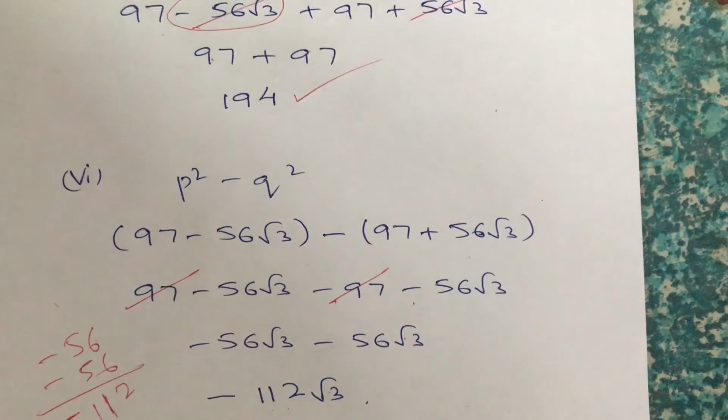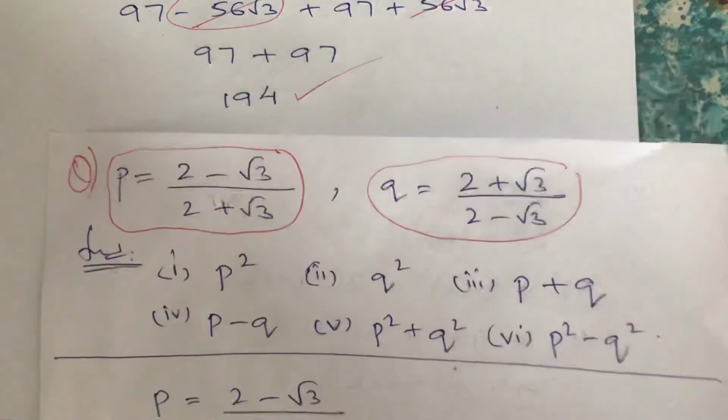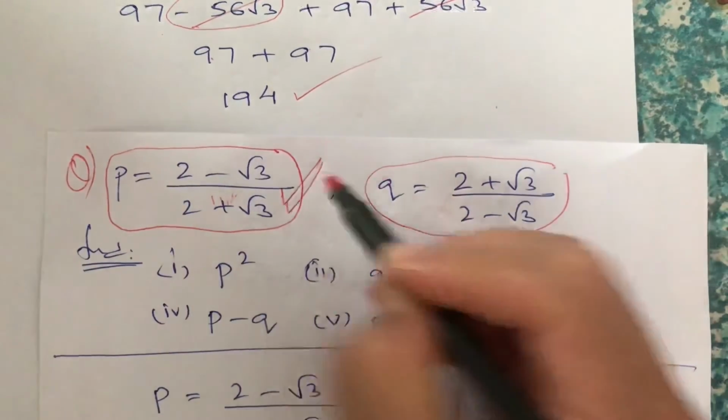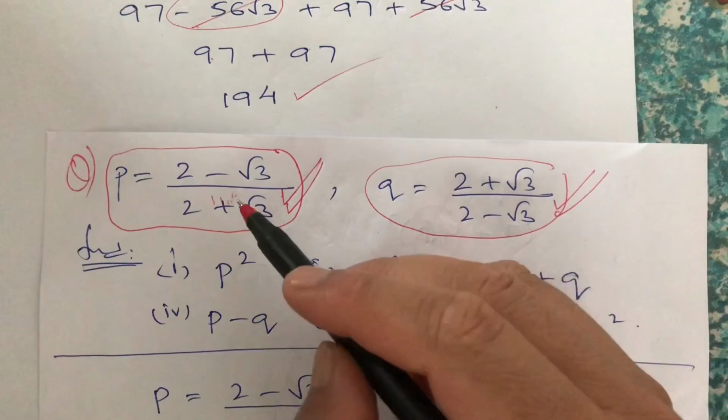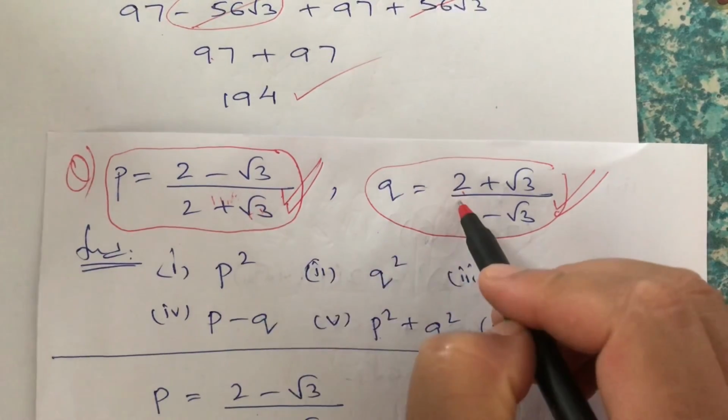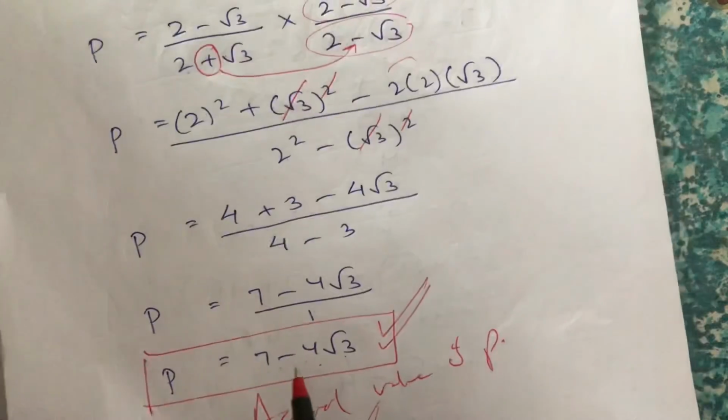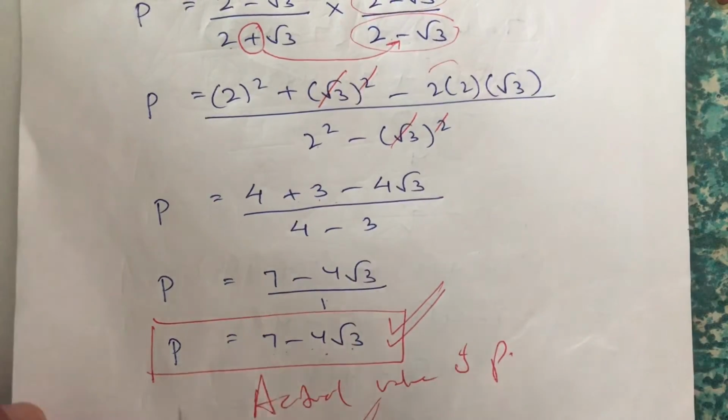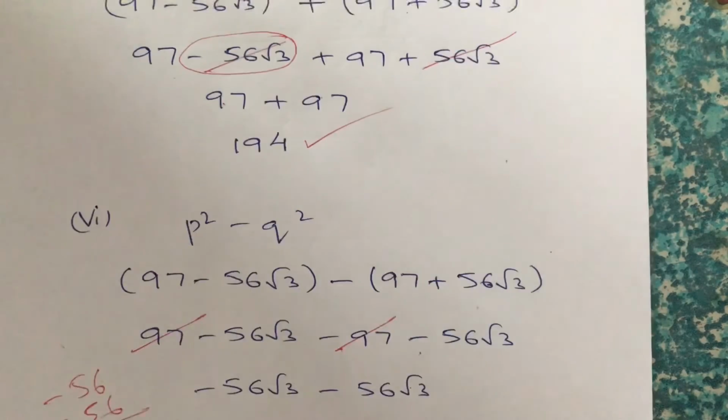So that is how we solve the questions on p plus q, p squared, q squared, all that. The most important thing is to go ahead and rationalize the values of p and q that have been given. And once we get the rationalized values of p and q, that is what we use in the sum to solve all the questions. Is that okay? That's it.